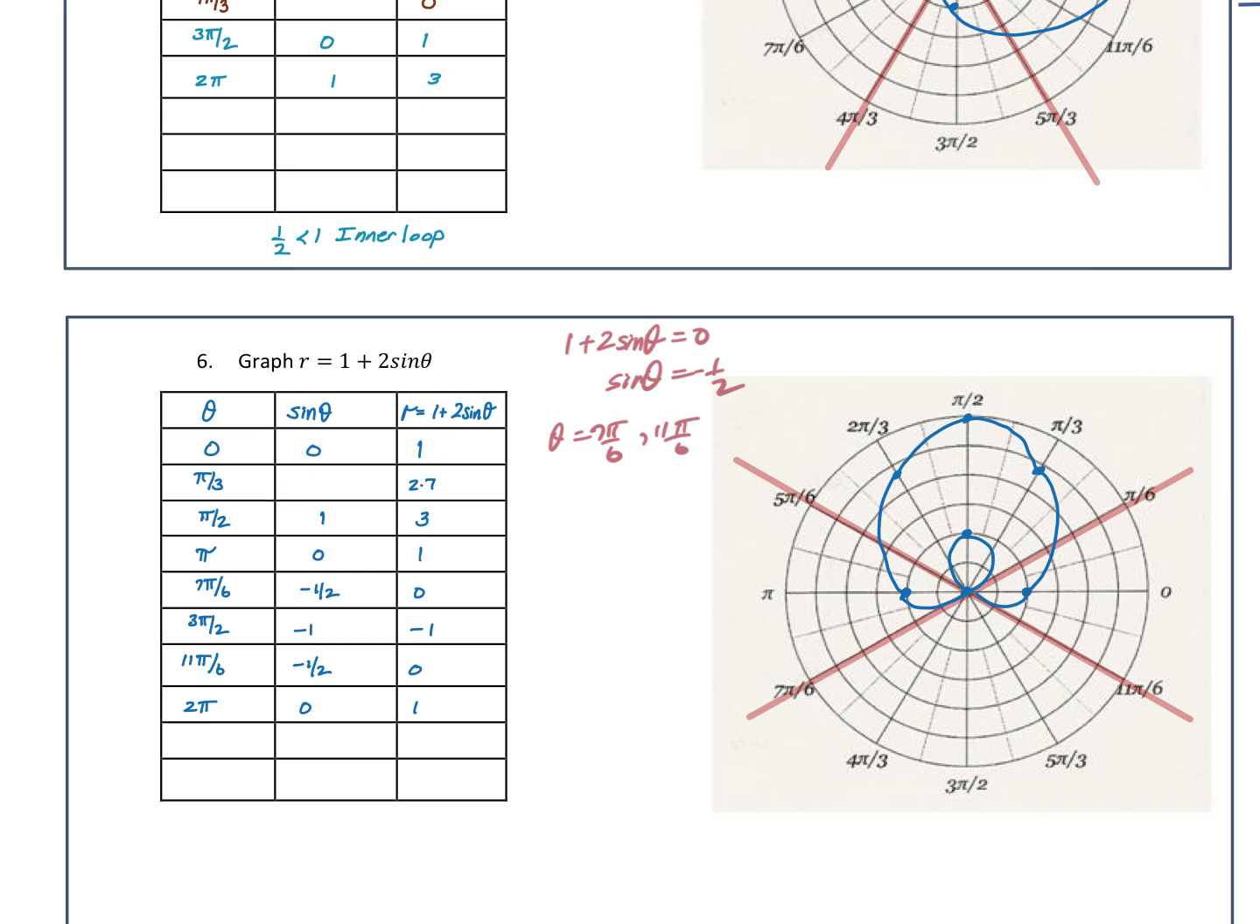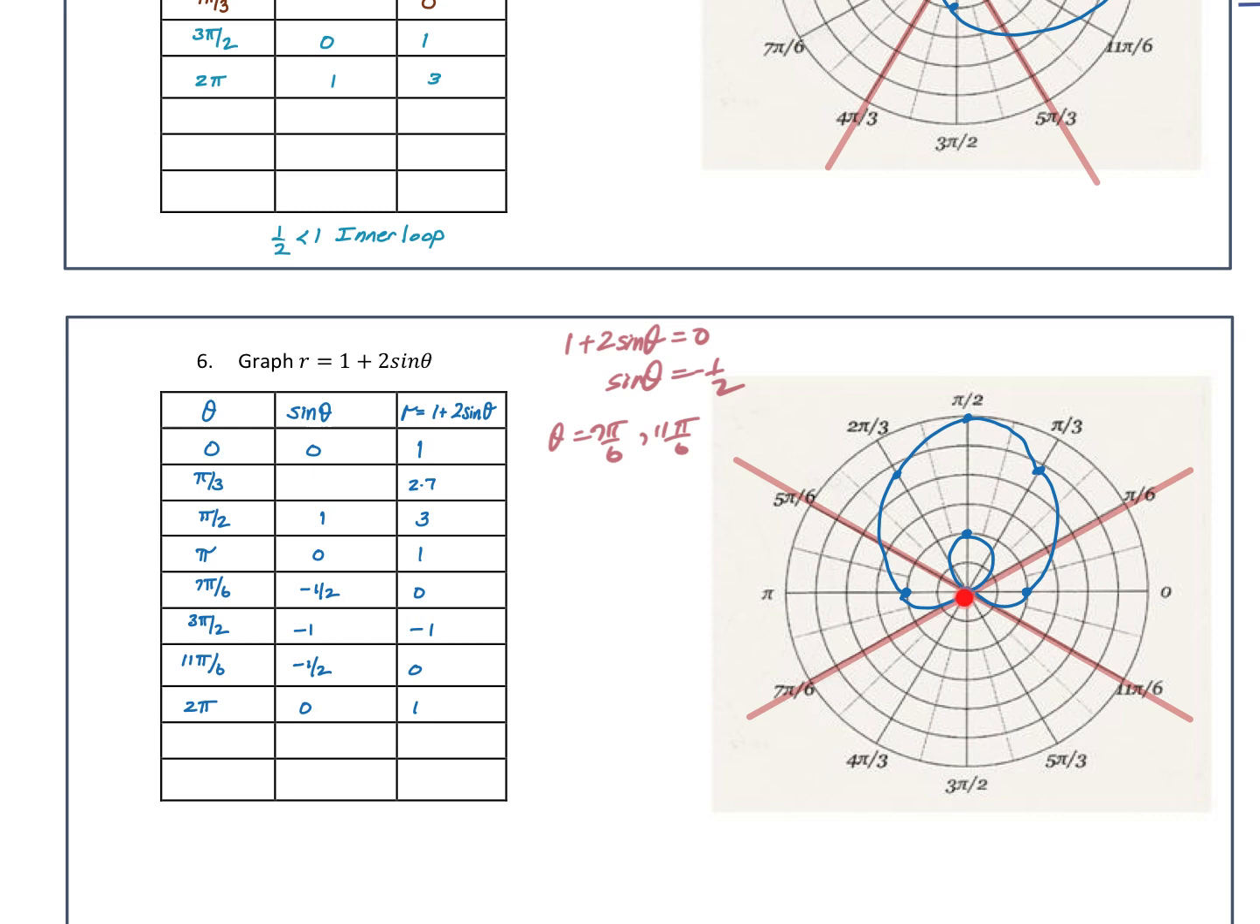Then at pi over 3, it's at 2.7. At pi over 2, it's 3. So we start here, we go out to there. And then at pi, it's at 1. But then we go back in here. Because that's important, where you enter the pole. Okay? So we're looking at 7 pi over 6.